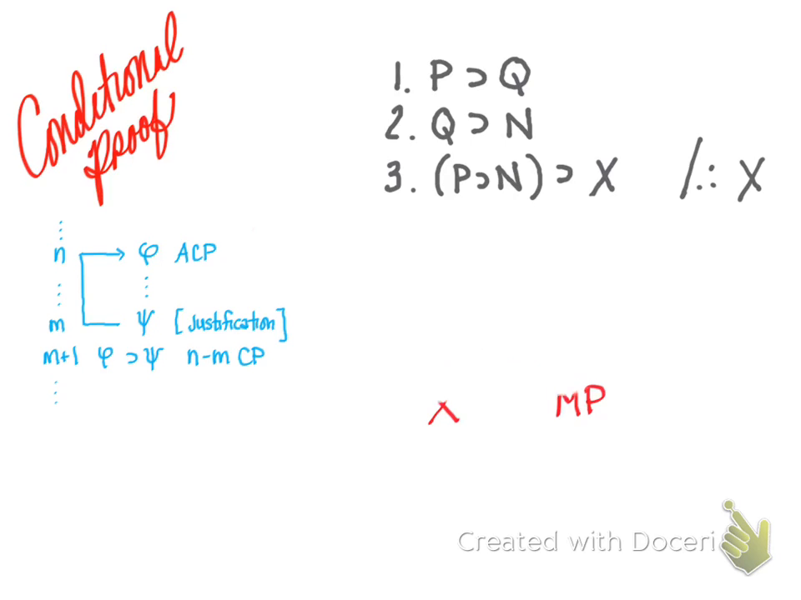So what I'll do is start line 4 by opening up or starting a conditional proof. Remember, it's important to indent. We will make our first line the antecedent of the conditional we want, which is P. Remember, the conditional we want is if P then N, and we'll call that our assumption for conditional proof.